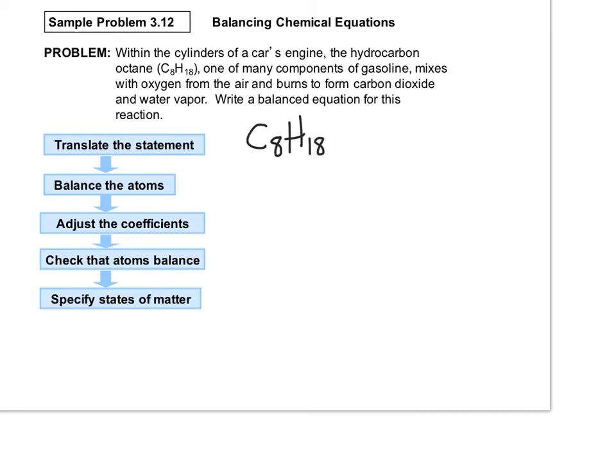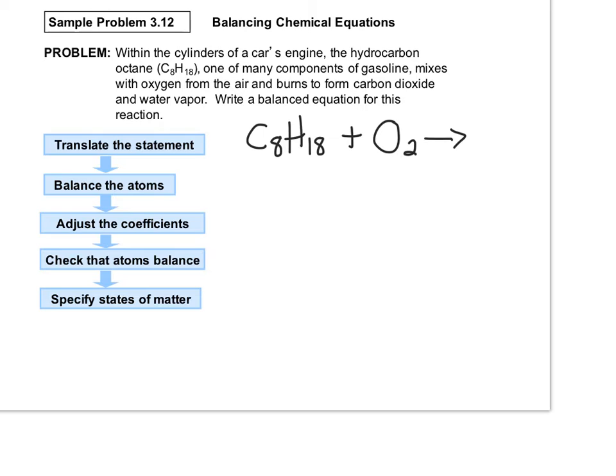They gave me the formula for octane, C8H18. Now we also have to include the physical states, which actually, let's just wait till the end. That's listed as the last step, so we'll talk about that towards the end. So let's just do this first. Plus oxygen from the air, right? That's O2. That's the oxygen that we breathe.